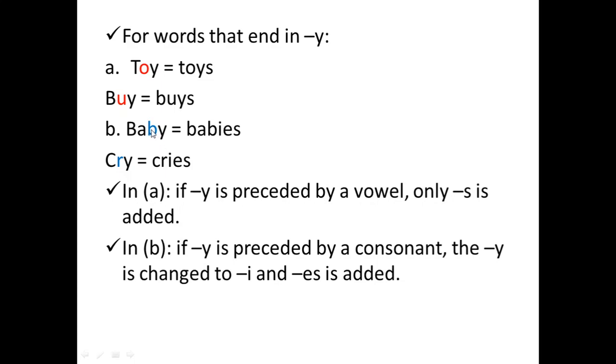Simple as that, right? So baby here, or cry, a consonant preceded Y. It's not a vowel, okay? So therefore, the first thing we're going to do is change the Y to I. We did that, and then we add an ES, okay? Same for cry. R is not a vowel. R is a consonant, right? So therefore, we change Y to I, right? This is the first step, and then we add ES to the word, okay?